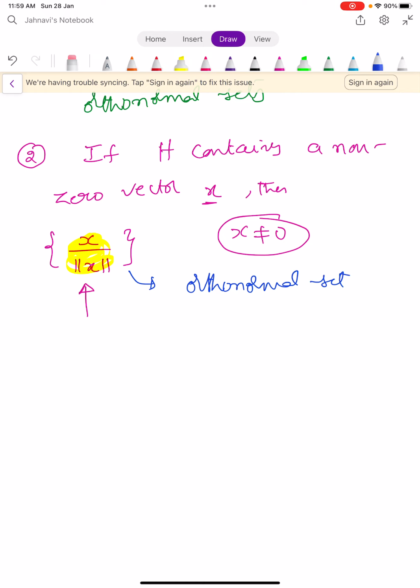So you can normalize the elements. If the vector is a non-zero vector, then you can normalize it: ei is equal to xi by norm xi. Obviously, you can observe that inner product of ei comma ei is equal to 1, and it is perpendicular to the other elements also.